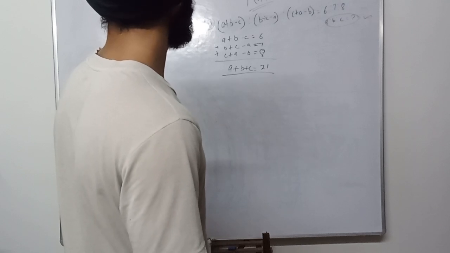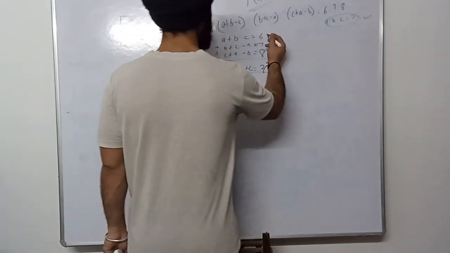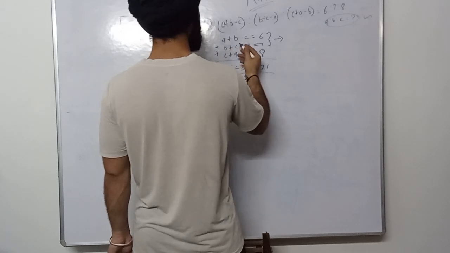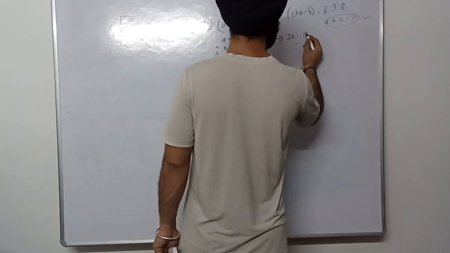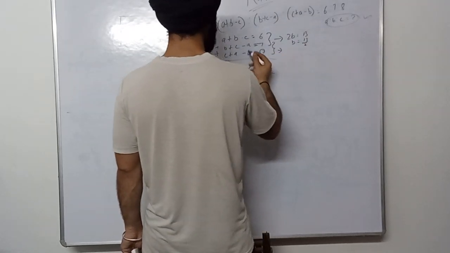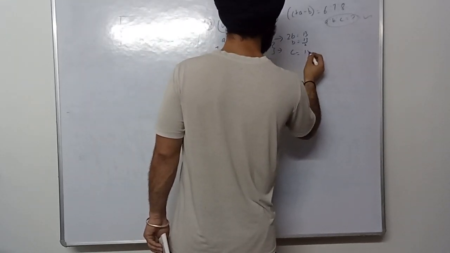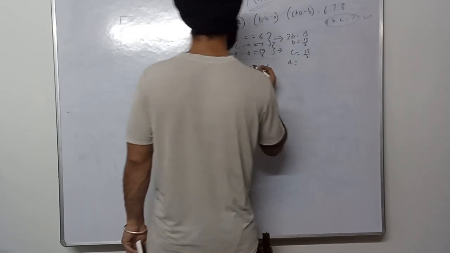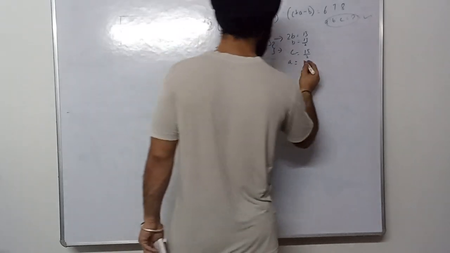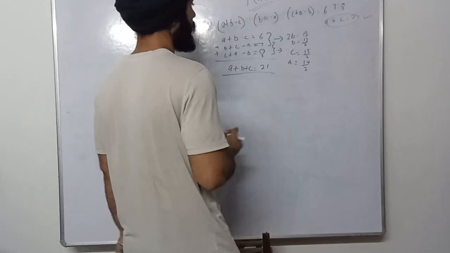Now, if we add these two statements, A will get cancelled, C will get cancelled, 2B is equal to 30, so B is equal to 30 by 2. By adding these two equations, A will get cancelled, and C will be 15 by 2, and A will be 14 by 2. So we are left with these exact values.